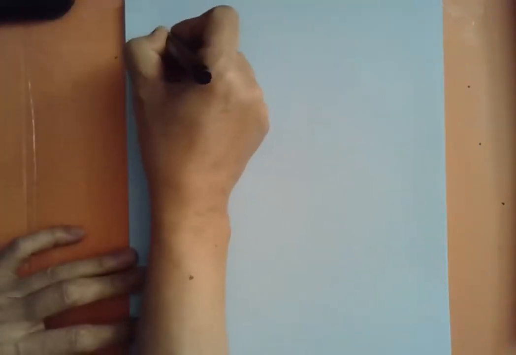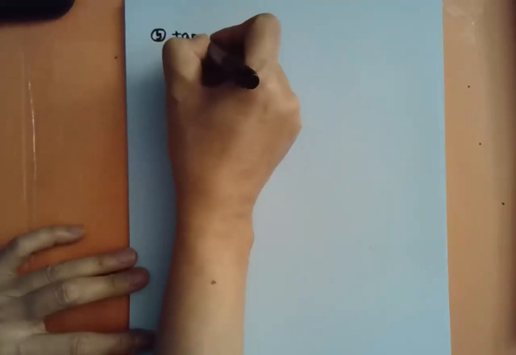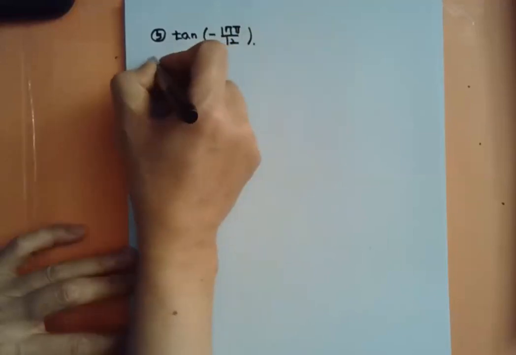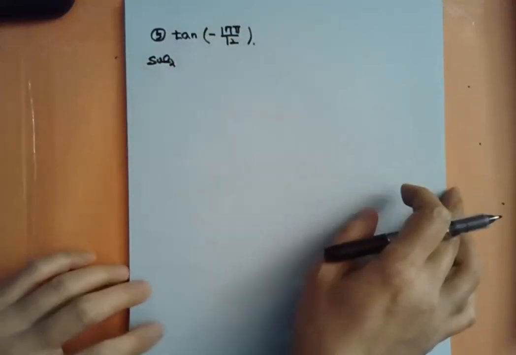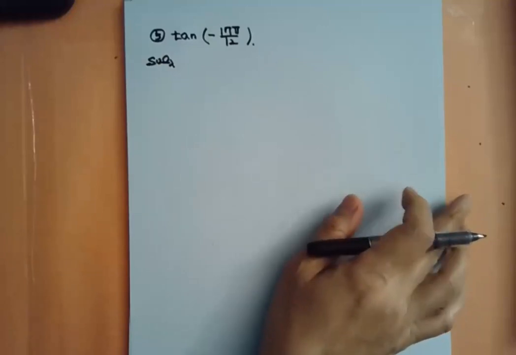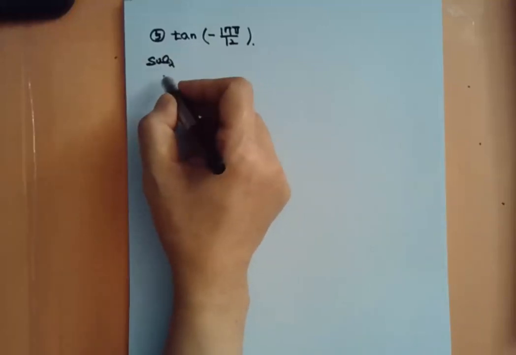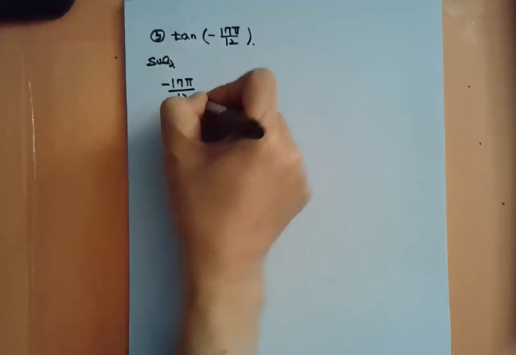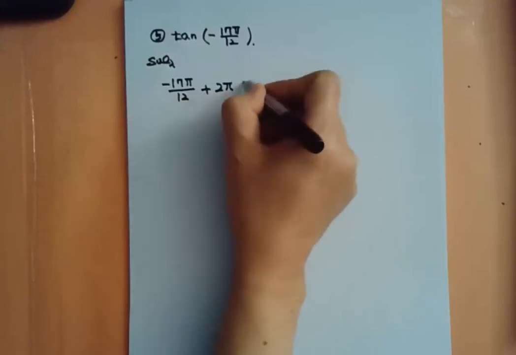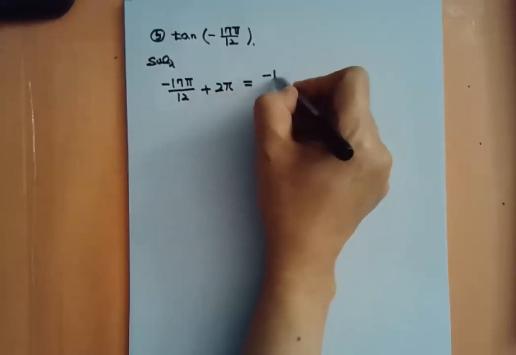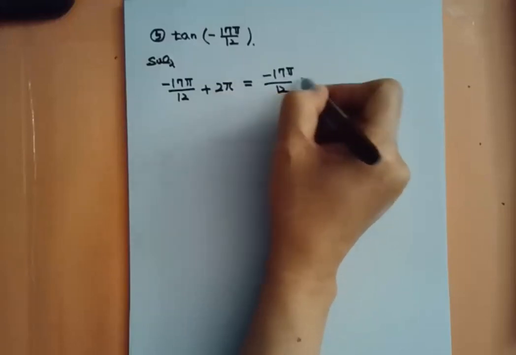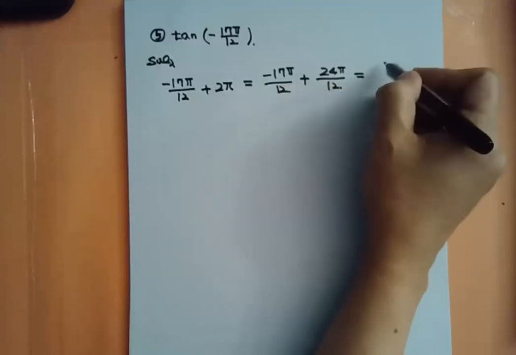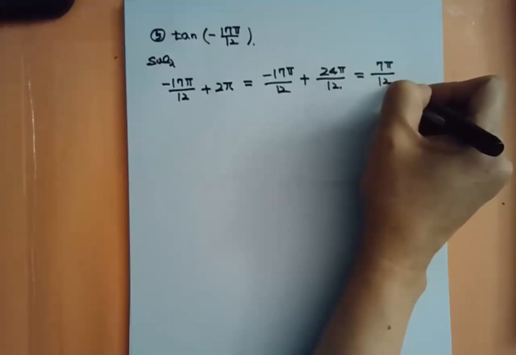Let's do the next one. Next one is about tangent of minus 17 pi over 12. Again, what you can notice from here is that the fraction is large. So this time we will add 2 pi to get the smaller fraction. So minus 17 pi over 12 plus 24 pi over 12. So that is 7 pi over 12.